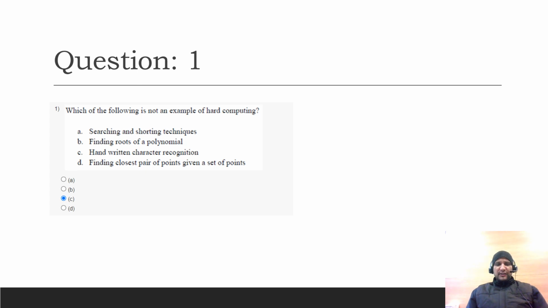Searching and sorting techniques are an example of hard computing. Finding the root of a polynomial is an example of hard computing. Handwritten character recognition is part of soft computing. So this one is the example where we can't use hard computing. So the correct answer is C. Find the closest pair of points given a set of points: in this we can use hard computing.